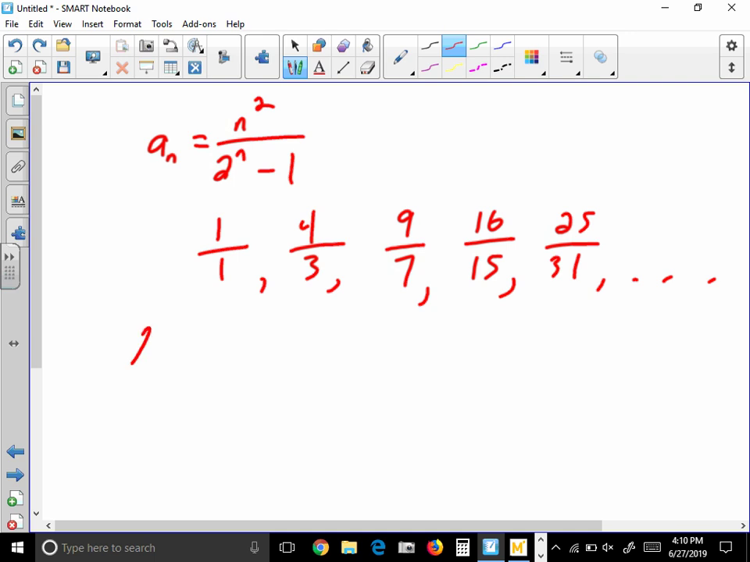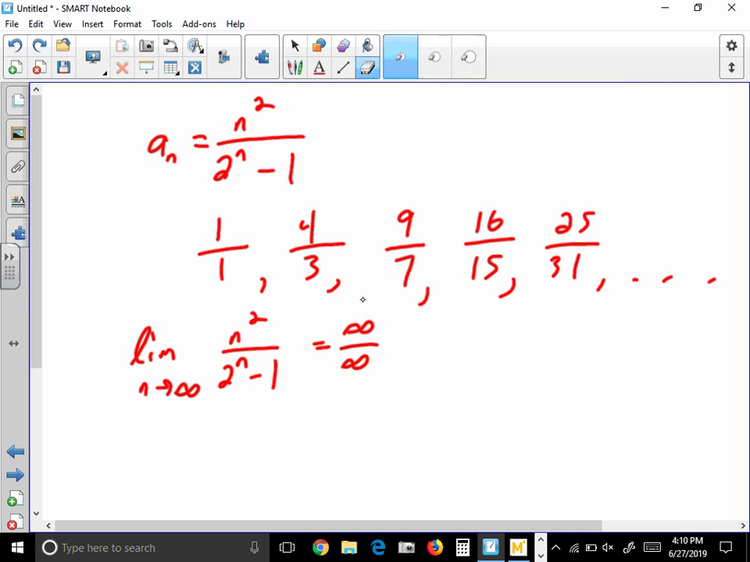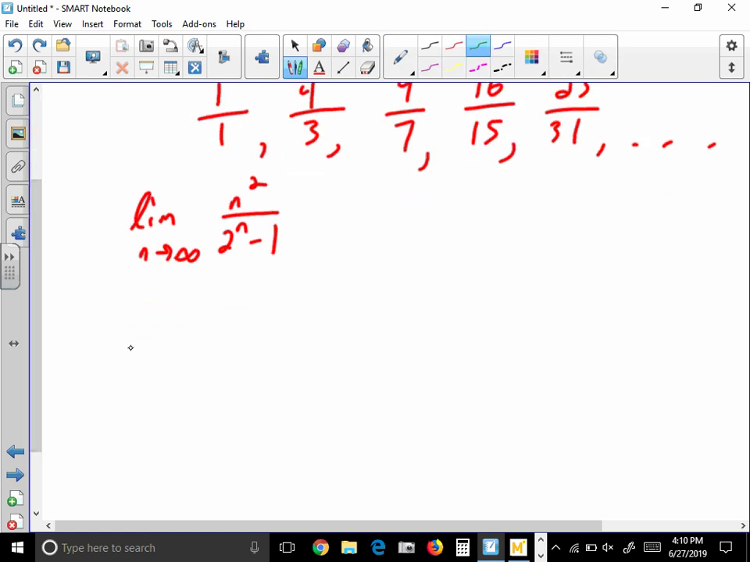So let's see. Let's take the limit as n goes to infinity. Now, if we just plug infinity in, we get infinity on top. Infinity to a power is infinity. 2 to infinity is infinity minus 1. So that's indeterminate. That is indeterminate. So if that's indeterminate, let's use L'Hopital's rule. So take the derivative of the top, and then take the derivative of the bottom.